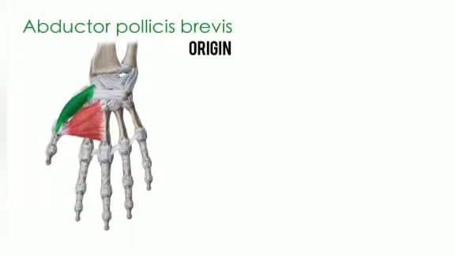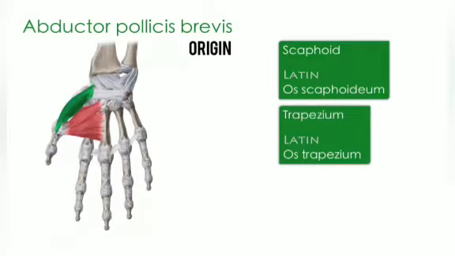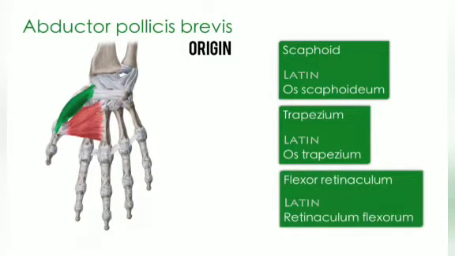And 2 of these points are carpal bones. So the first one is the scaphoid. Second one is the trapezium. Now, the third origin point is going to be a very famous, I would say, ligament. That is this one here, a very strong ligament of the wrist that is known as the flexor retinaculum. And this is where this muscle also originates from.